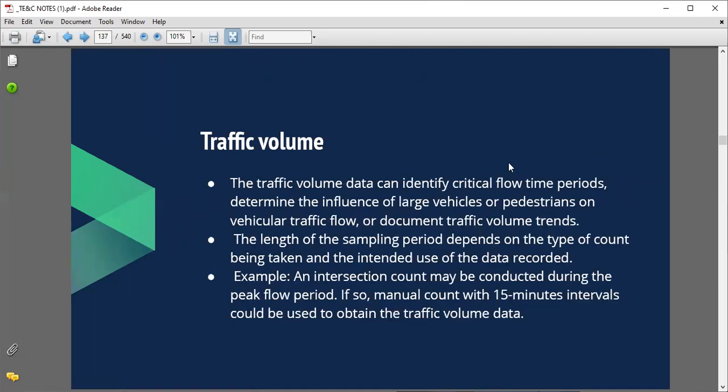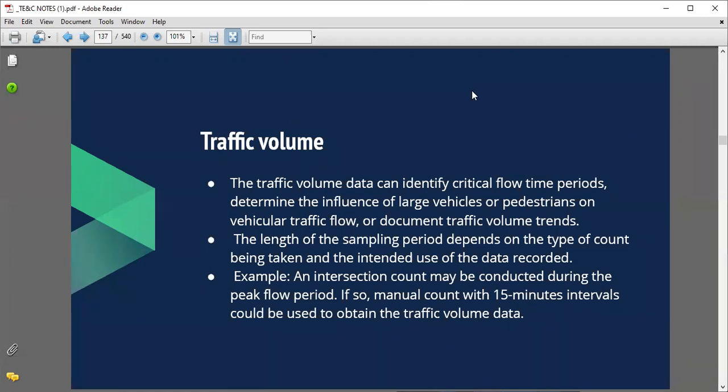Traffic volume data can identify critical flow time periods, determine the influence of large vehicles or pedestrians on the vehicular traffic flow, or document traffic volume trends. The length of the sampling period depends on the type of count being taken and the intended use of the data recorded. For example, an intersection count may be conducted during the peak flow period. If so, a manual count with a 15 minute interval could be used to obtain the traffic volume data.